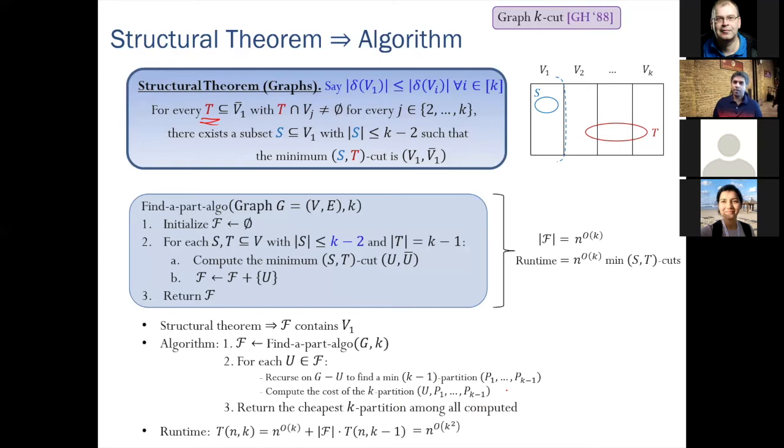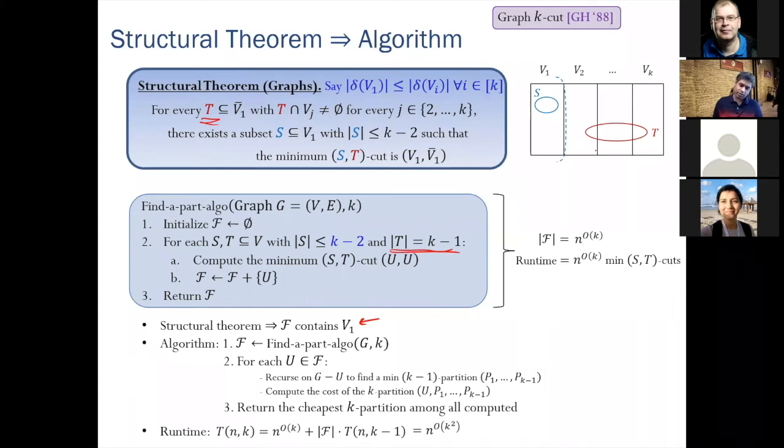I have a question. Yes. So in the algorithm, why is it enough to consider only T of size k minus 1? Oh, yeah. So why is it enough to consider subset T of size k minus 1? Let's argue why this statement is true.